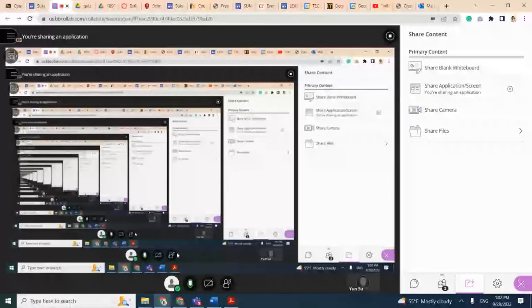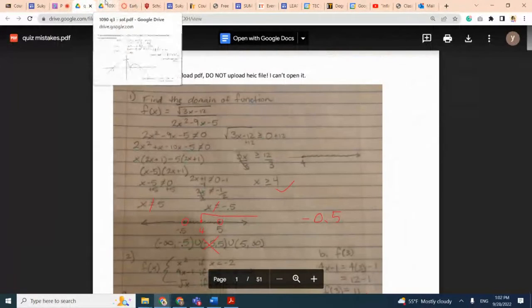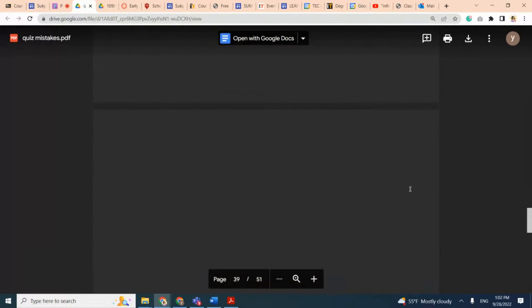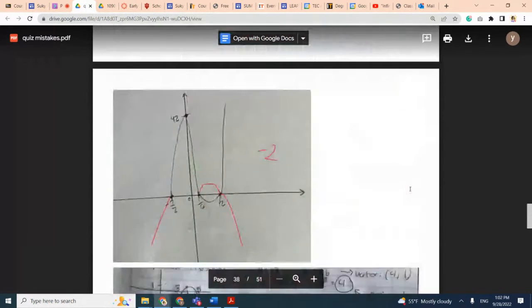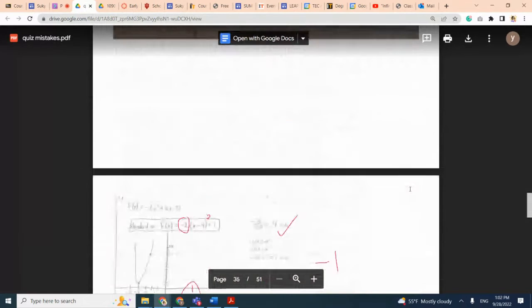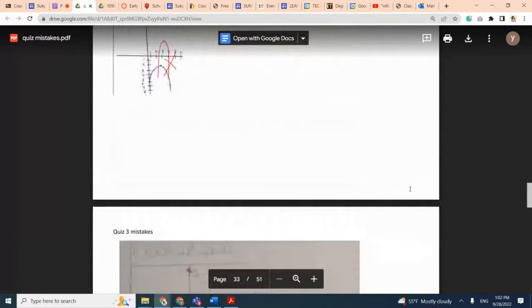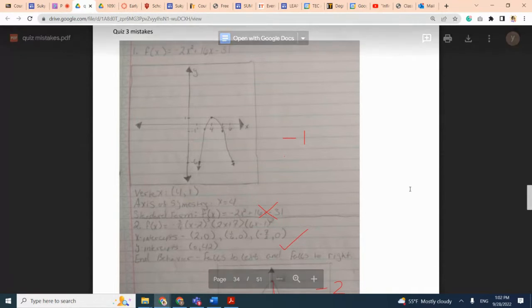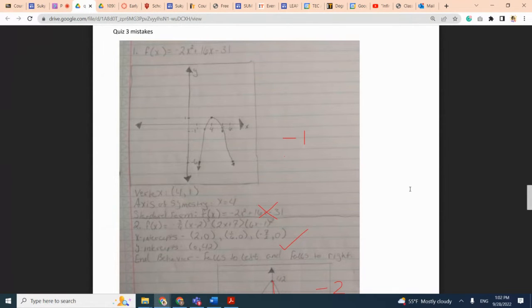Okay, great. So that's the quiz. And let's look at the mistakes. So quiz 3 mistakes. Let's see, quiz 3 mistakes. Where is it? Okay. So here, standard form. This is the general form, ax squared plus bx plus c. Standard form means a times (x minus h) squared plus k. This is the standard form, so that's why this is wrong.